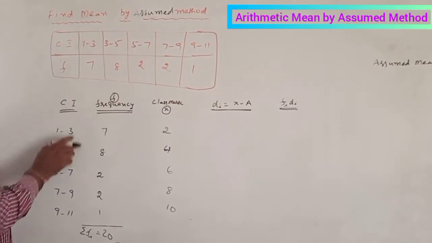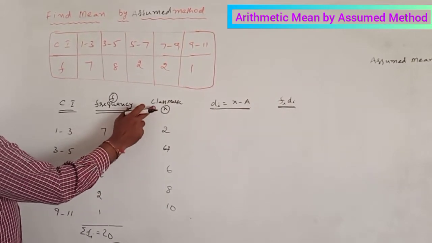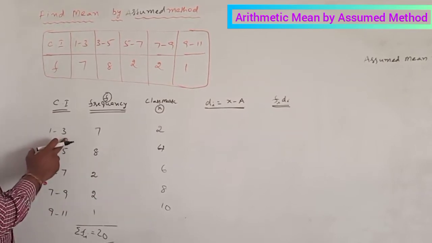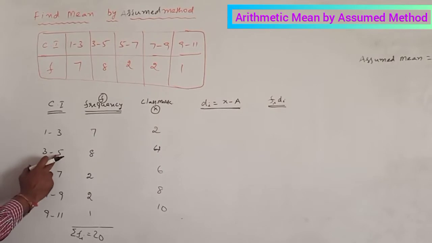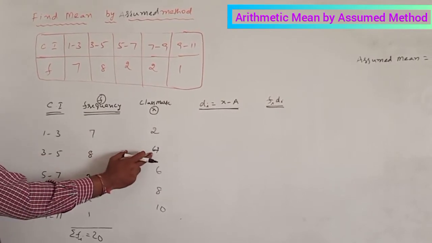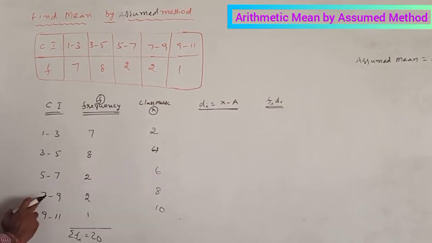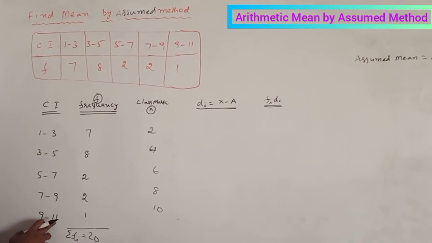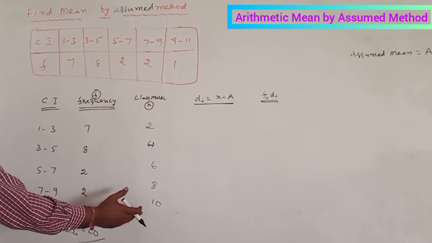First write the class interval in the first column, next column frequency. Next, we will prepare the class mark. How to find the class mark? Average of the class: 1 plus 3 is 4, 4 by 2 equal to 2. 3 plus 5 is 8, 8 by 2 equal to 4. 5 plus 7 is 12, 12 by 2 equal to 6. 7 plus 9 is 16, 16 by 2 equal to 8. 9 plus 11 is 20, 20 by 2 equal to 10. That is the class mark.